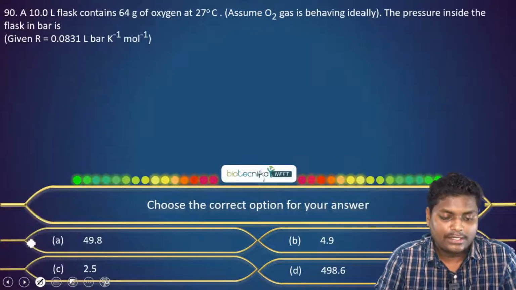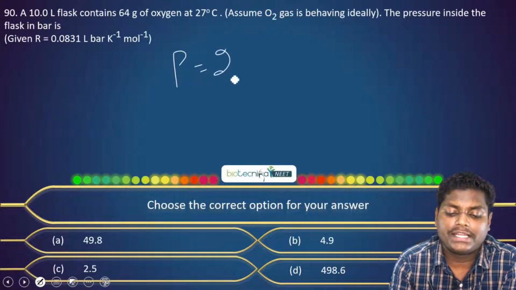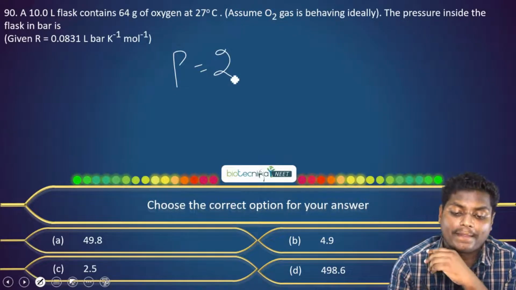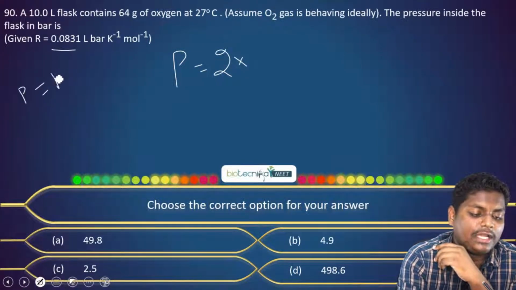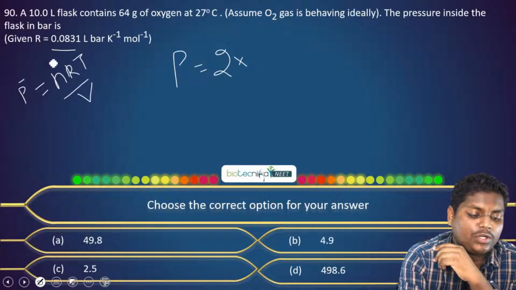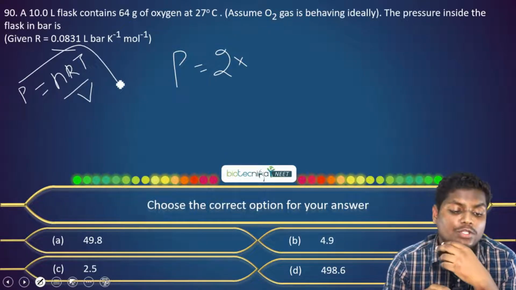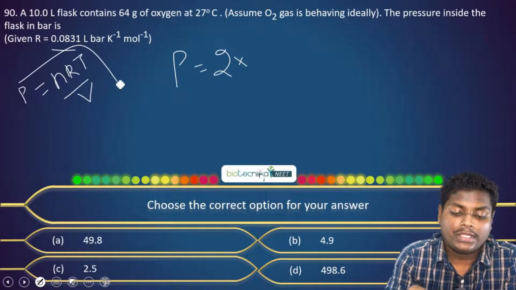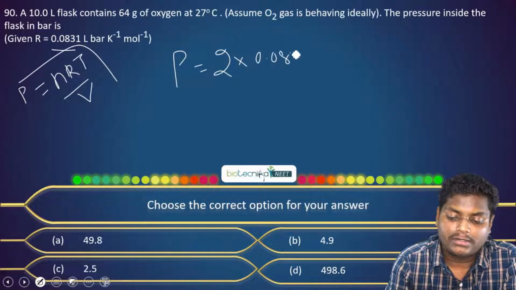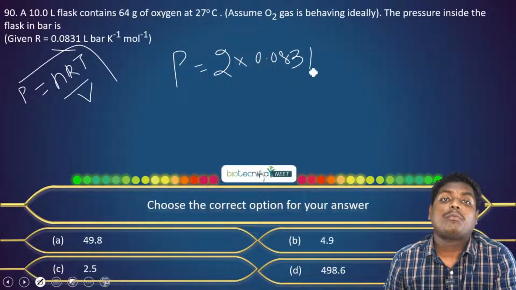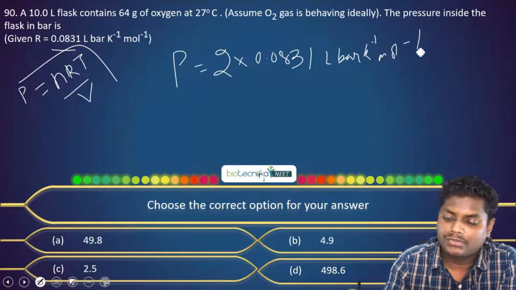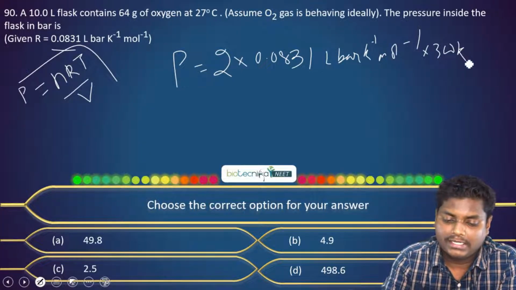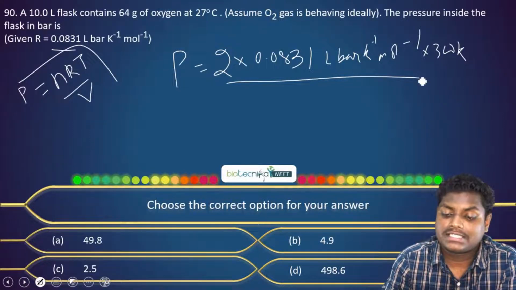So I'll just do it. So pressure is equal to, in place of number of moles, it will be 2 into R. So we knew here P equal to nRT upon V. This is the equation that we want to plug in the values and solve for P. So P is equal to, number of moles is 2, and they have given us the gas constant to be 0.0831 liter bar Kelvin inverse mole inverse, into temperature, which is 300 Kelvin, divided by volume. They have given us 10 liters.